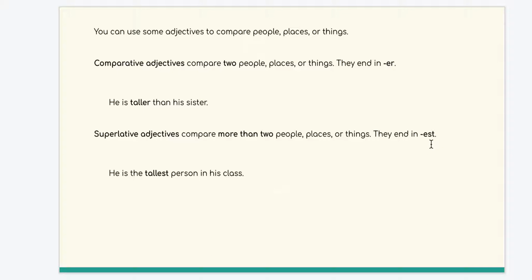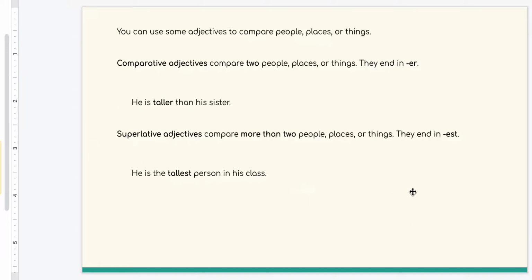So he is the tallest person in class. So tallest, we're ending in EST because he's comparing himself to everyone else in his class. Now we have 12 people in our class in third grade. So that's more than two, right? So he is comparing himself to everyone. So if it was in our class, it'd be 12 people. So that's why it ends in EST.